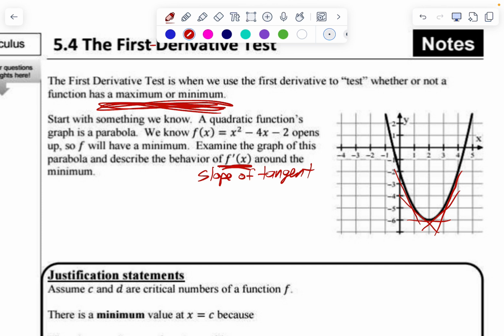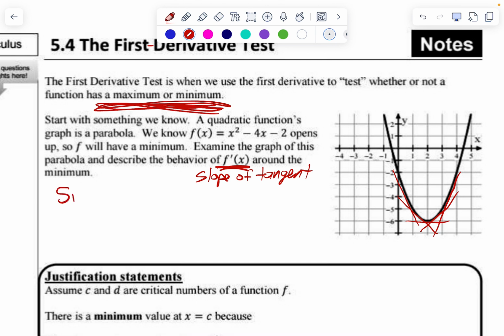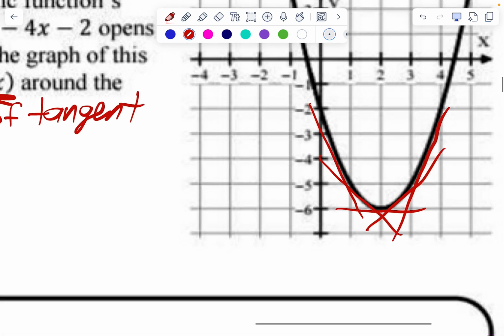Now, I want you to think about the tables that we made with intervals of increase and decrease. Did we ever find a specific value? What were we mostly interested in? The sign, right? Okay. So around the minimum, what happens to the sign of f prime? Sign of f prime changes from what? Look at my awesome picture. Negative to positive, right?